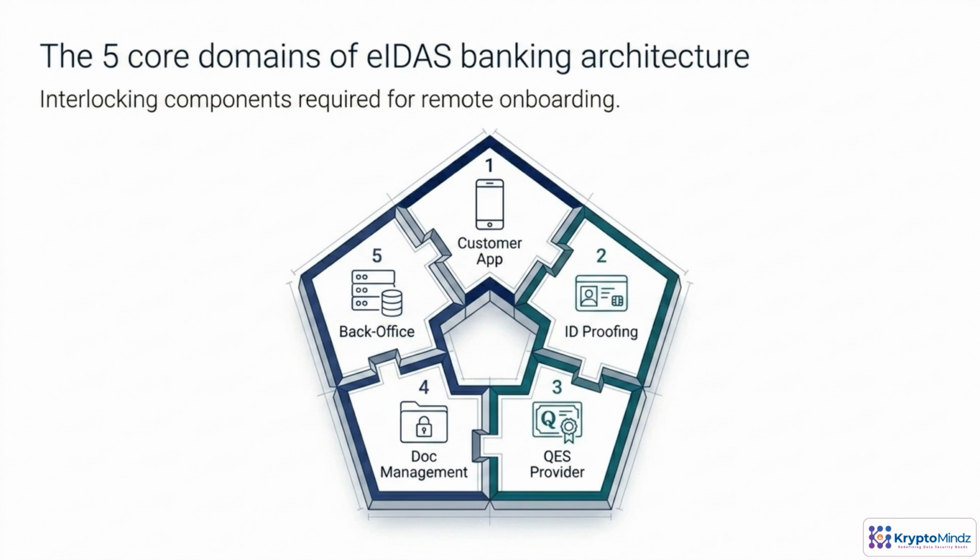Before we think about detailed integrations, we start with the big building blocks. First, the customer-facing app. This is where onboarding actually happens. Second, identity proofing and eIDAS, confirming who the person really is. Third, the qualified signature provider, creating legally binding signatures. Fourth, document and contract management. And finally, the bank's back office systems. Together, these domains define everyone involved in the remote onboarding journey.